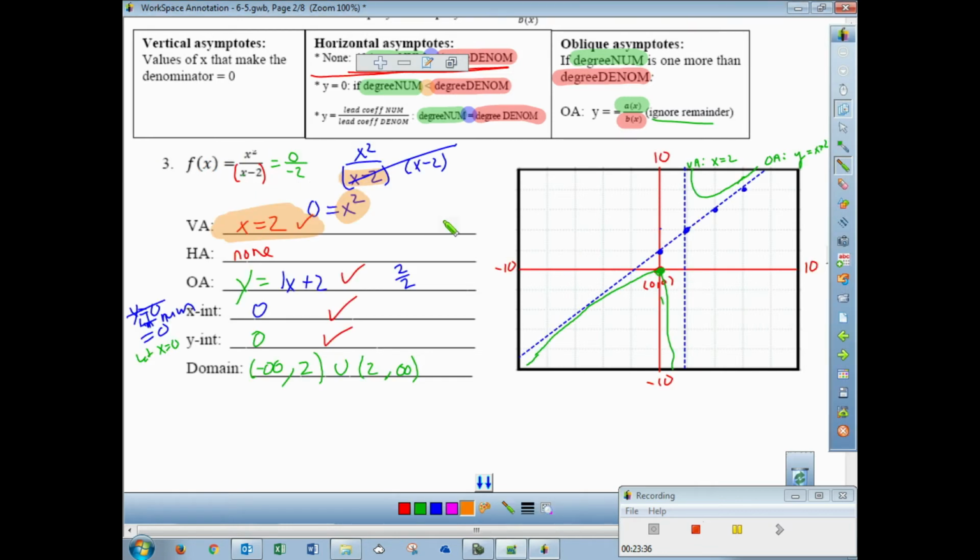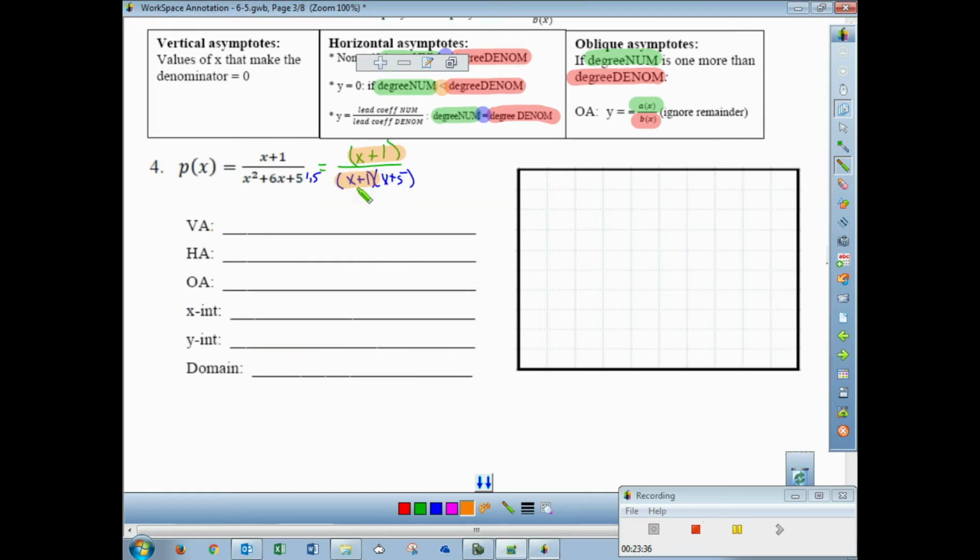It didn't happen back here. I didn't have the same quantity upstairs and downstairs, right? I didn't have it. I do have it here. When I factored, I saw, hello, I've got myself a weird scenario. So let's talk vertical asymptotes first. This guy has nothing to do with the hole.